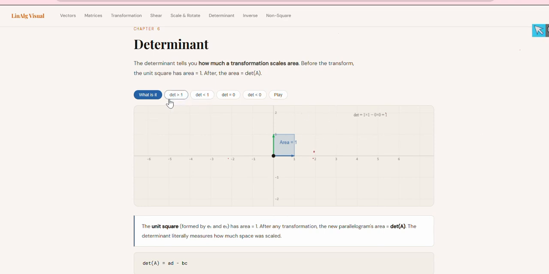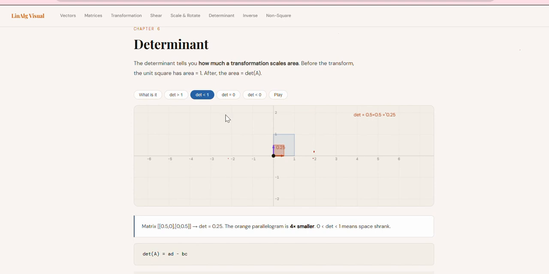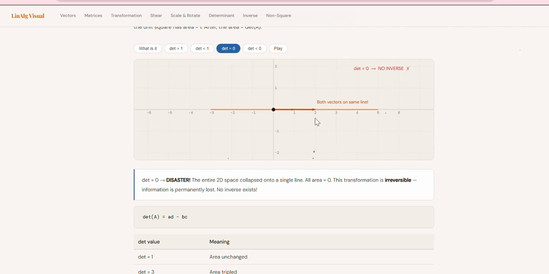So when the determinant is greater than 1, the space is scaled up. But when it is less than 1, what does that mean? You can see the orange parallelogram is smaller, which means the space shrinks. Basically it is getting squeezed, right? If it is equal to 0, every single vector is going to land on a line.